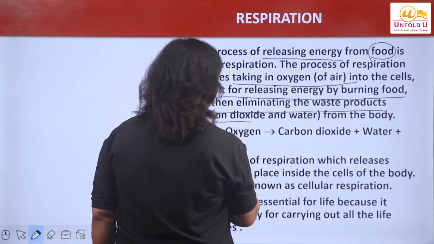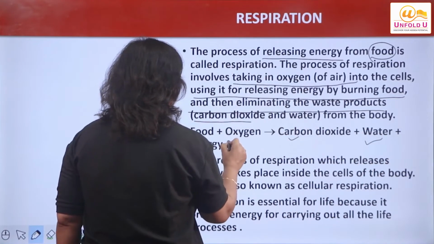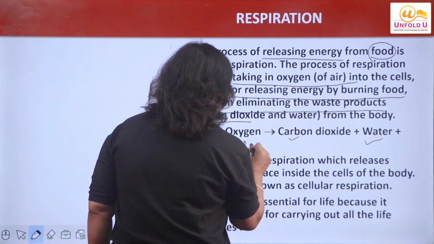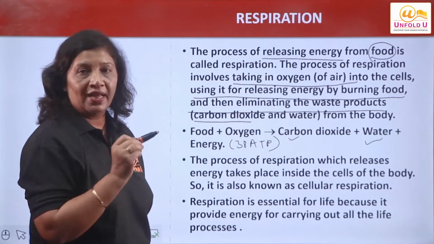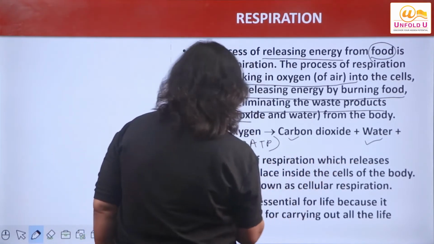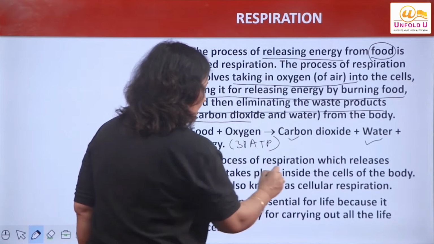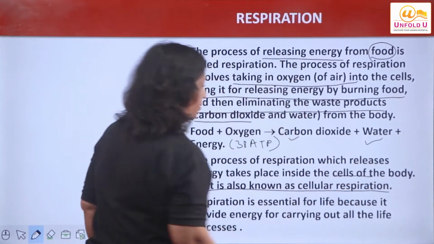Right? So process of respiration involves taking in oxygen into the cells and using it for releasing energy by burning the food and giving out waste products. What are the waste products? Carbon dioxide. One is carbon dioxide, another is water, and plus energy is released here, and this energy, I would say it is 38 ATP molecules as we have discussed. Right? Now the process of respiration which releases energy, it takes place inside the cells of the body, and this is called as cellular respiration.